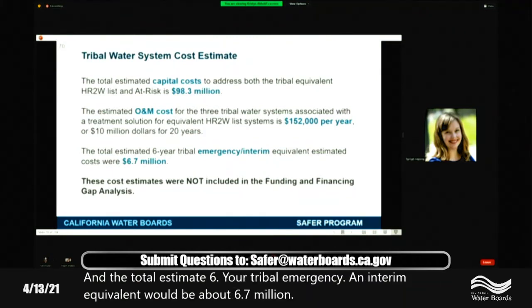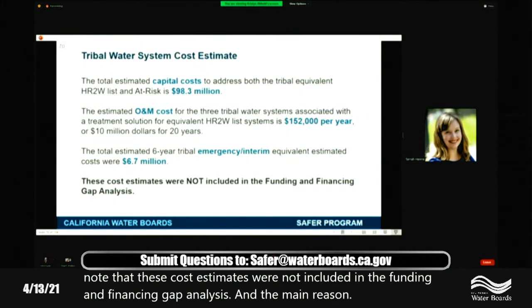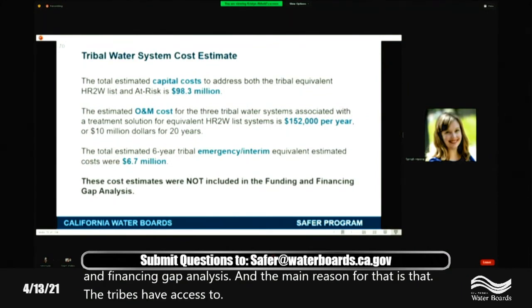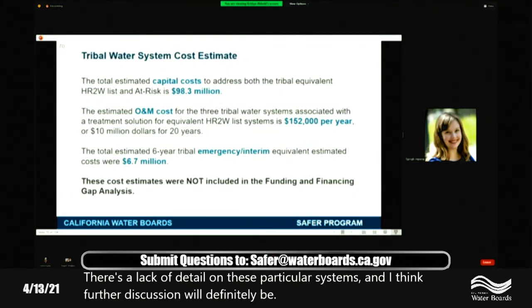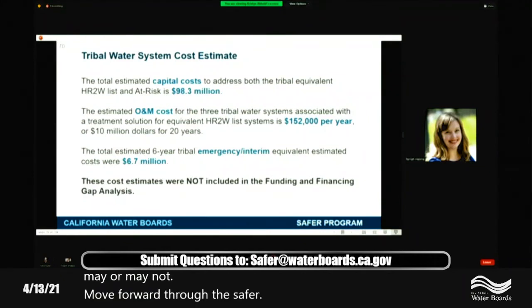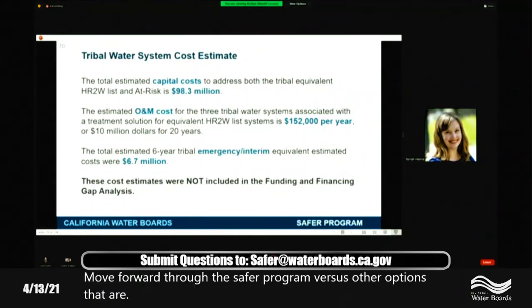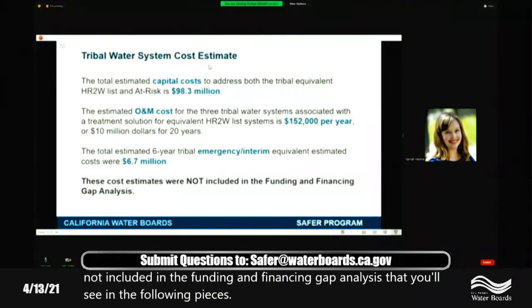And it's really important to note that these cost estimates were not included in the funding and financing gap analysis. The main reason for that is that the tribes have access to a lot of other funding sources, plus there's a lack of detail on these particular systems. And I think further discussion will definitely be had on how these systems may or may not move forward through the SAFER program versus other options that are available to them. So at this time in this report, they were not included in the funding and financing gap analysis that you'll see in the following pieces of the presentation.